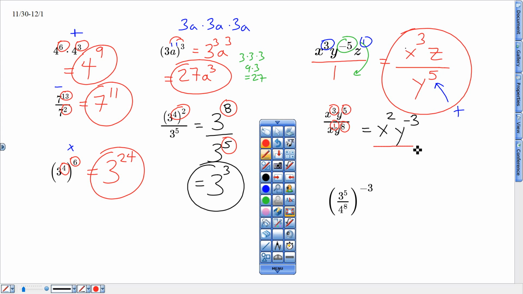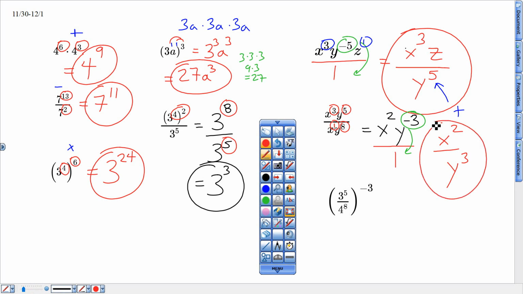And then again, this is a ratio. That negative 3 needs to be made positive. So I'm going to bring this one down to the bottom. So my final answer is x squared, and again, you could put that 1 there if you want, and then y to the 3rd. But just know, most people will not write that 1 right there. We assume that you know that 1 is there.